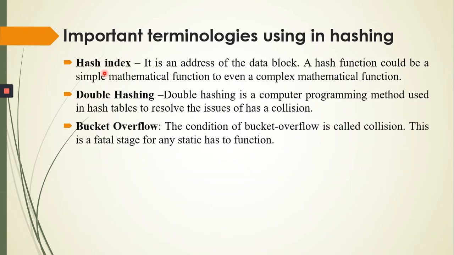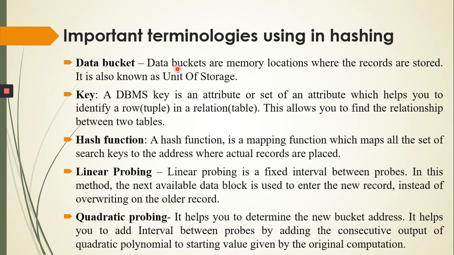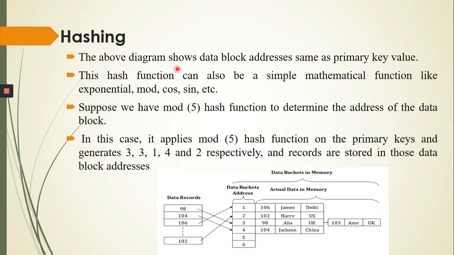Next is hash index. It is the address of the data block. A hash function could be a simple mathematical function or even a complex mathematical function. So the hash index is the address of the data block. Here we have a data bucket address, so this is known as a hash index. It is the address of the data.